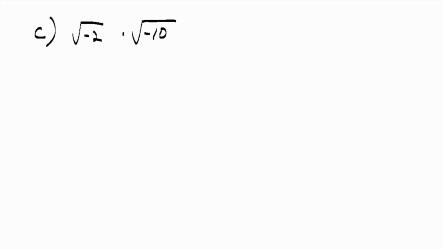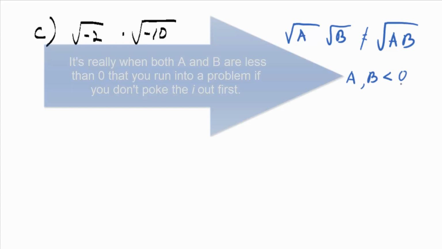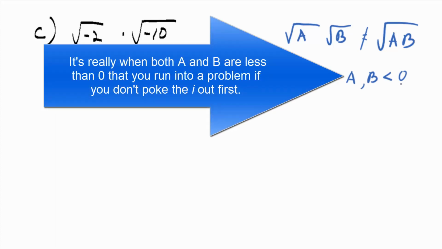So before you do anything else, I don't want you using the real number property that when you take the square root of a times the square root of b, you get the big square root of a times b. In fact, that doesn't work when a or b is less than 0. That property actually doesn't hold. So I'll put a not equal to when a and b are less than 0. So poke the i's out first.